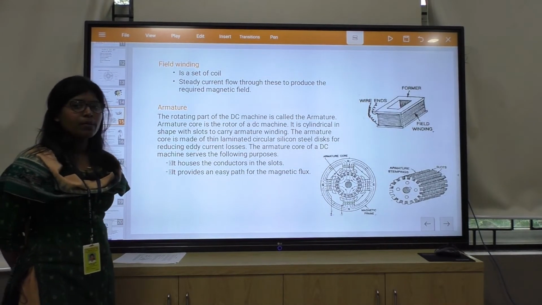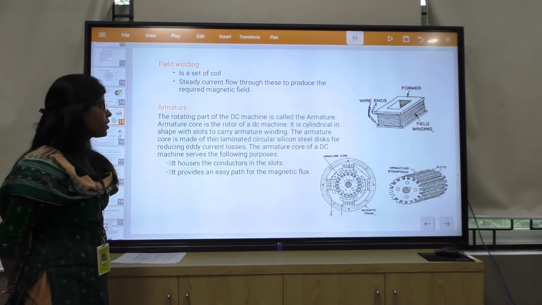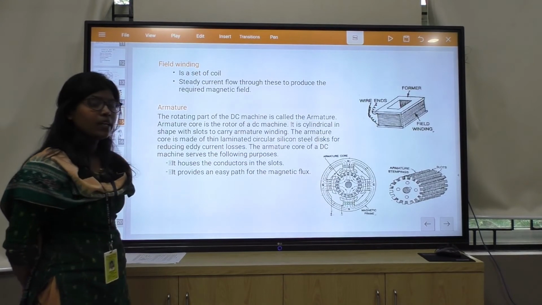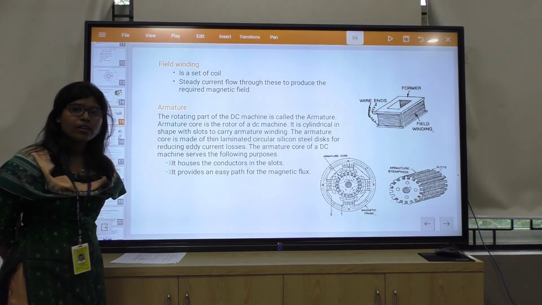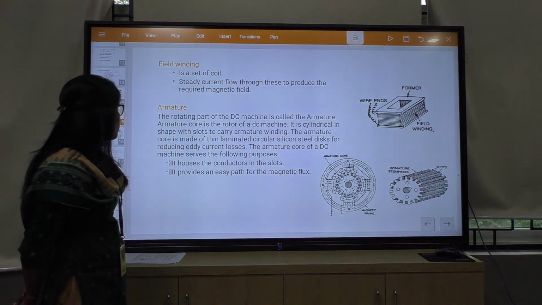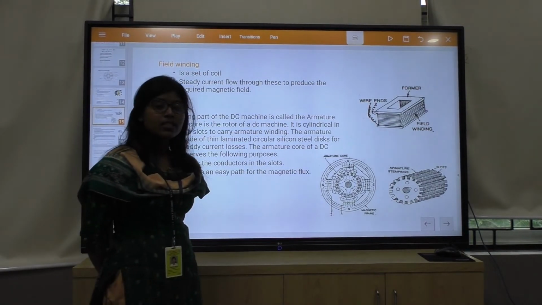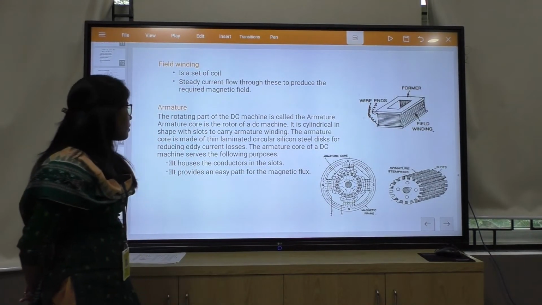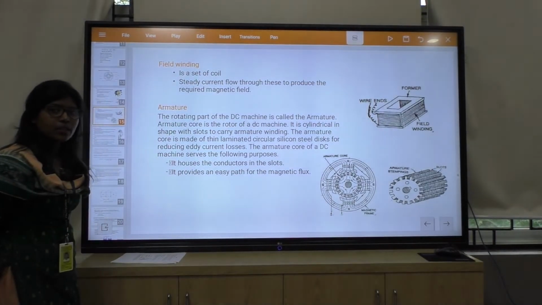Next is our armature. The armature is the rotating part of the DC machine, and it is called the heart of the DC machine. The armature core is the rotor of a DC machine. It is cylindrical in shape. The armature core is laminated with silicon steel discs, and it is laminated to reduce eddy currents.